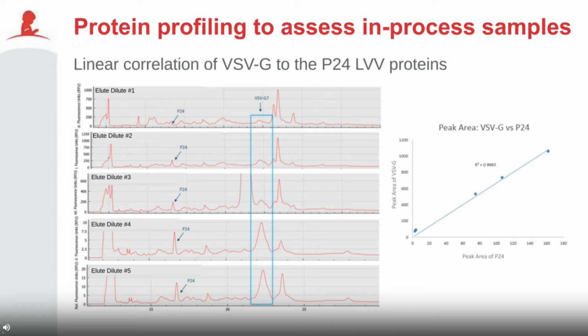So in this slide, you can see there's a very strong correlation between the peak areas for the P24 protein as well as the VSVG proteins. And you would expect to see this sort of correlation when you effectively remove the free P24 during sample prep. If there was any free P24 in the solution, that could distort or cause that correlation to go away. So this indicates that there is no free P24, or that it's been eliminated from the profile during the sample prep step.